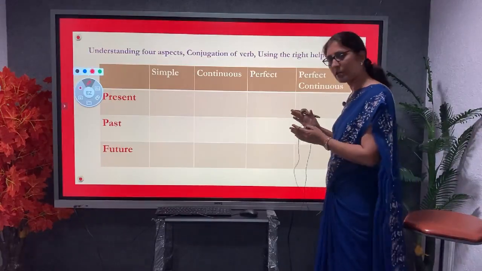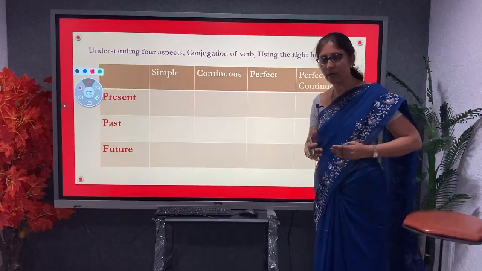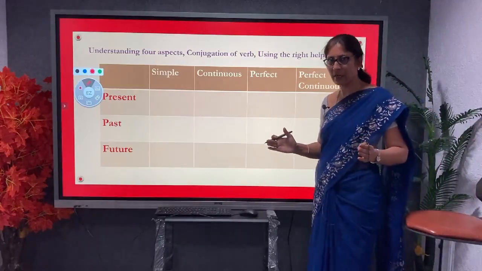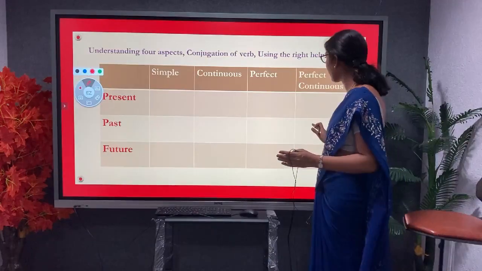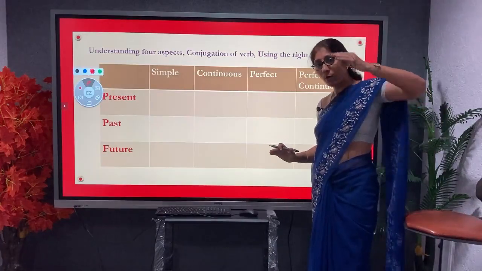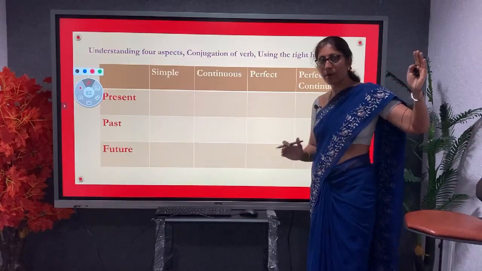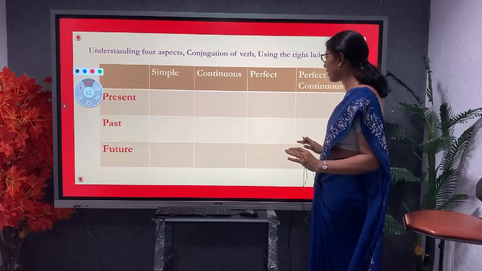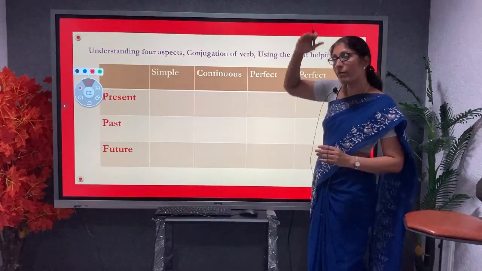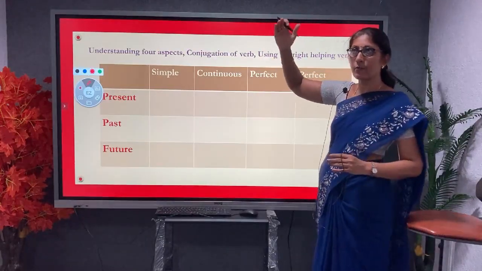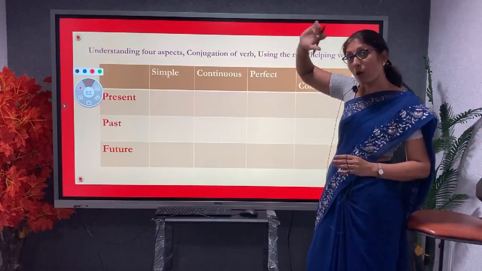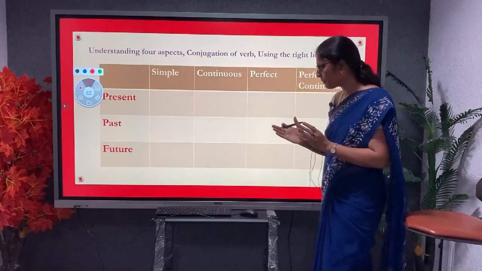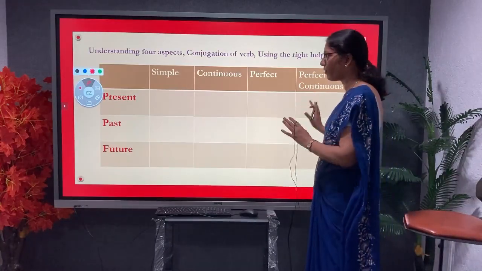So present perfect continuous means it is now, at present, right. Past perfect continuous means you have to refer to some point of time in the past, at that time what you had been doing, right. So future perfect continuous, it is for a certain future, you indicate a certain future, at that time what you will have been doing, right. So this is the meaning of the four aspects.